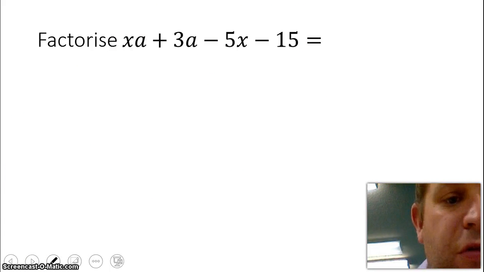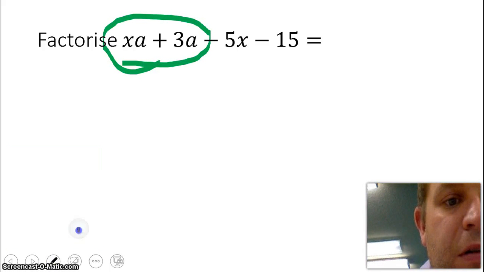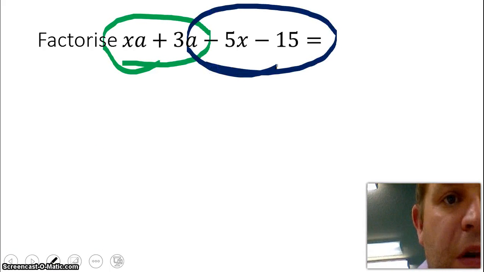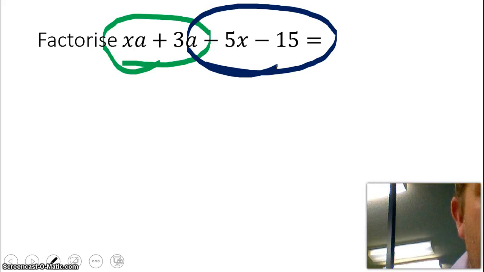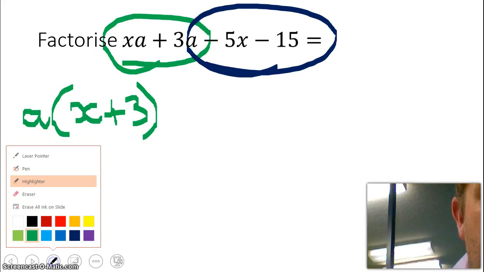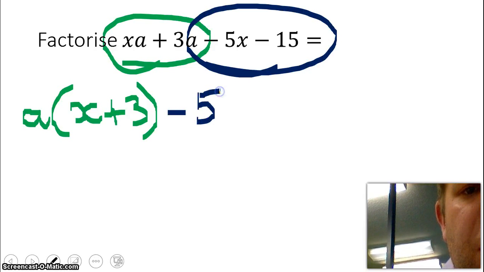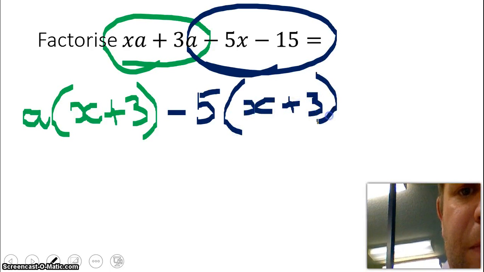So now that we've got that, let's have a look at our next one. Once again, we're going to try and factorise by grouping. We're going to group that one and this one together. In our first one, in our green one, we have a common factor of a. So we pull that a out the front, and we're left with x plus 3. In our navy blue one, we've got a common factor of 5. I'm actually going to pull out minus 5 because they're both negative. So minus 5 outside of x plus 3.